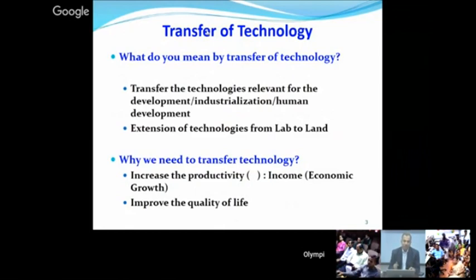But what is the purpose? The purpose is clear: we want to develop. Human beings want comfort and a better quality of life, and that is why we use technology for development. So technology is required for development. Industrialization is the way of development, and on a larger scale we want to develop human beings.